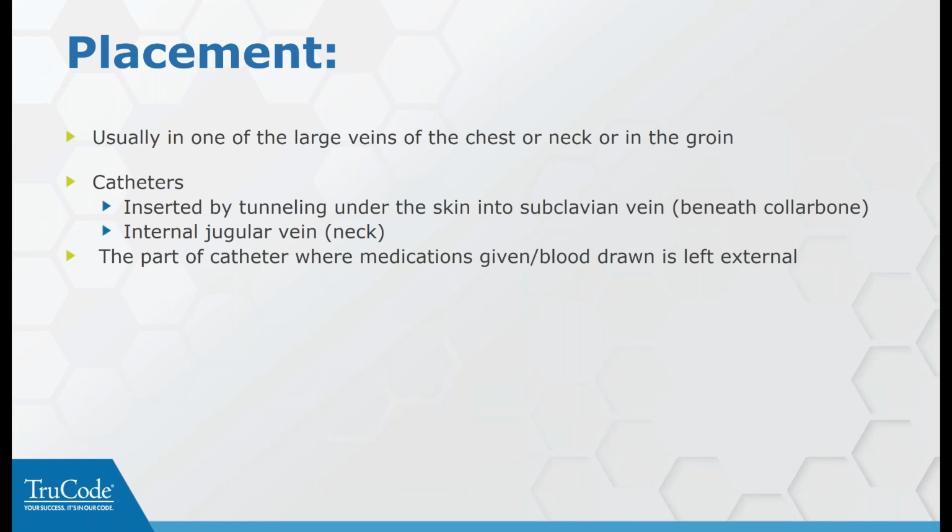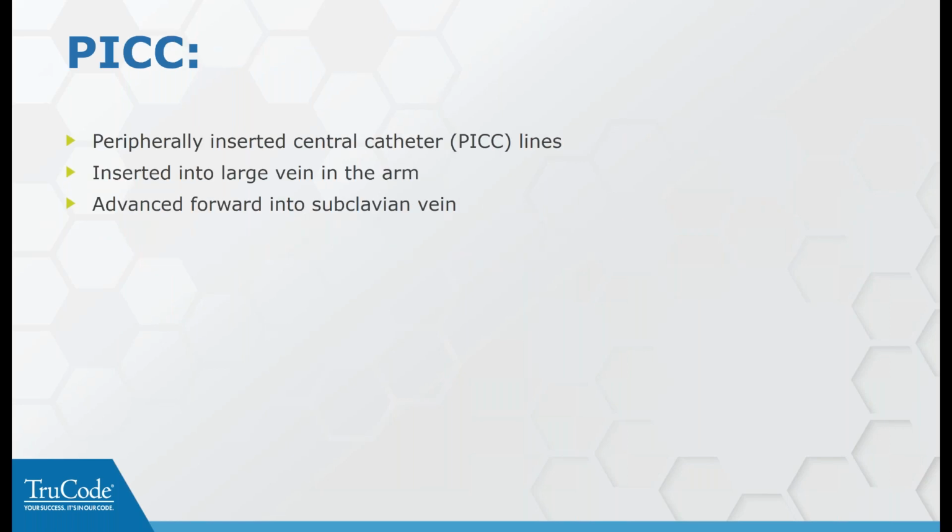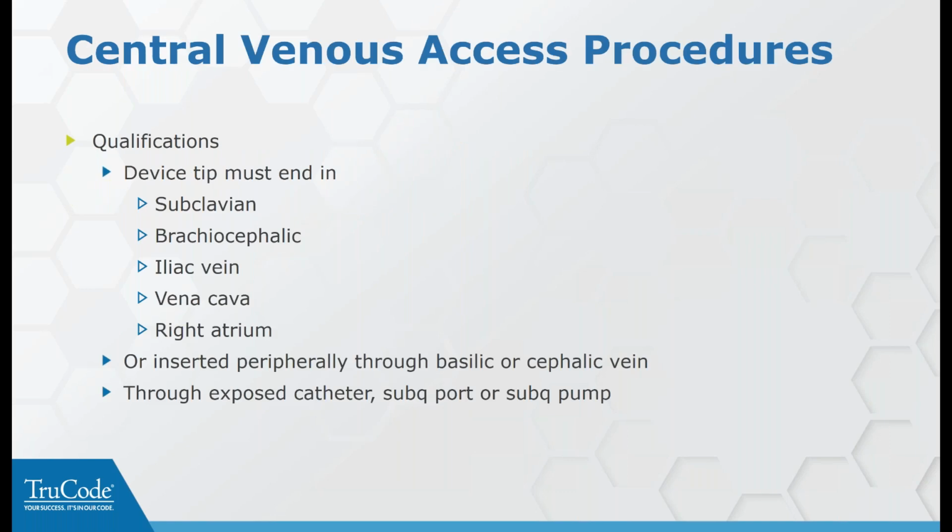to code those appropriately. Part of the catheter where the medication is given may be left externally, or it may be closed over with a piece of skin, especially with kids, so that they can't pull those out. And that's going to be really great for patients who do have long-term needs, such as chemotherapy for cancers. As I mentioned, the PICC lines, peripherally inserted central catheter lines, are inserted into a large vein in the arm, and then they're advanced forward into the subclavian vein as well.